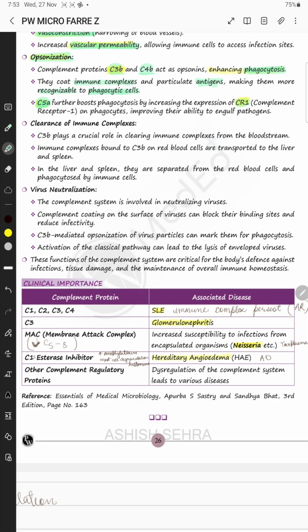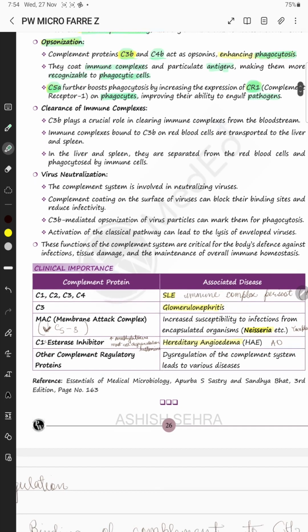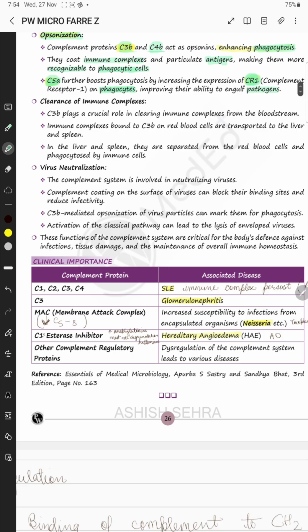C5a क्या करता है? जो फैगोसाइट्स है उनमें कॉम्प्लीमेंट रिसेप्टर 1 का एक्सप्रेशन इंक्रीज कर देता है. ठीक है. फैगोसाइट्स पे एक्सप्रेशन इंक्रीज करने के कारण उनका ईजिली फैगोसाइटोसिस हो जाएगा. कॉम्प्लीमेंट रिसेप्टर 1 का एक्सप्रेशन अगर फैगोसाइट्स पे इंक्रीज होगा तो ये फैगोसाइट्स पैथोजेंस को ईजिली इनगल्फ कर लेंगे. कॉम्प्लीमेंट रिसेप्टर का एक्सप्रेशन के कारण फैगोसाइट्स की एबिलिटी टू इनगल्फ द पैथोजन विल इंक्रीज.